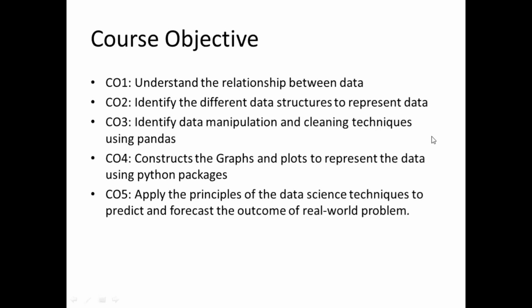Before going to discuss data science, we should understand the objective of our course. The first objective of the data science course is to understand the relationship between the data, then identify the different data structures to represent the data, identify the data manipulation and cleaning techniques using Python libraries, and construct graph plots to represent the data using Python packages.